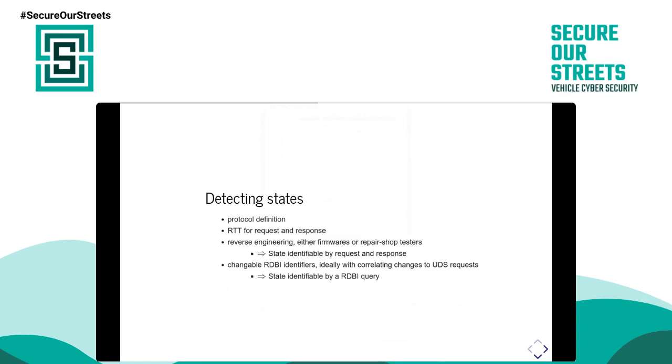To summarize what I quickly introduced: we have a protocol definition which can leak states. The round trip time of request and response can leak states. We can get stateful information of an ECU by reverse engineering, either from the firmware of a repair shop tester or from extracted firmware. Or sometimes we figure out that there are read data by identifiers which change their values depending on state changes. But this needs a lot of observation and testing.